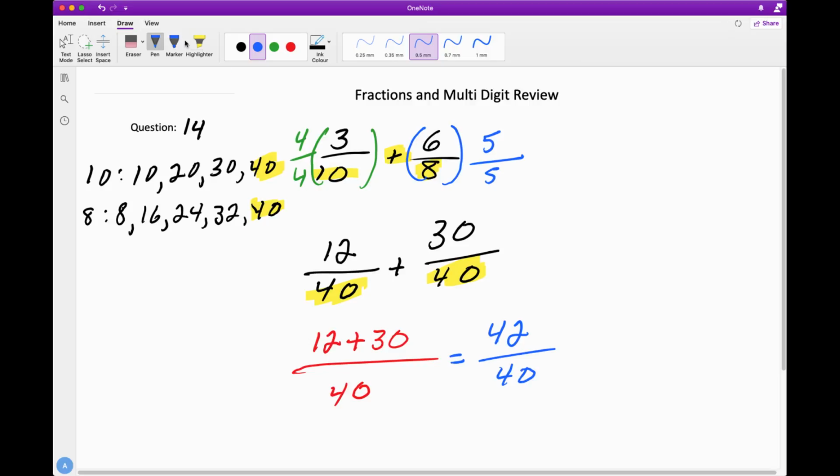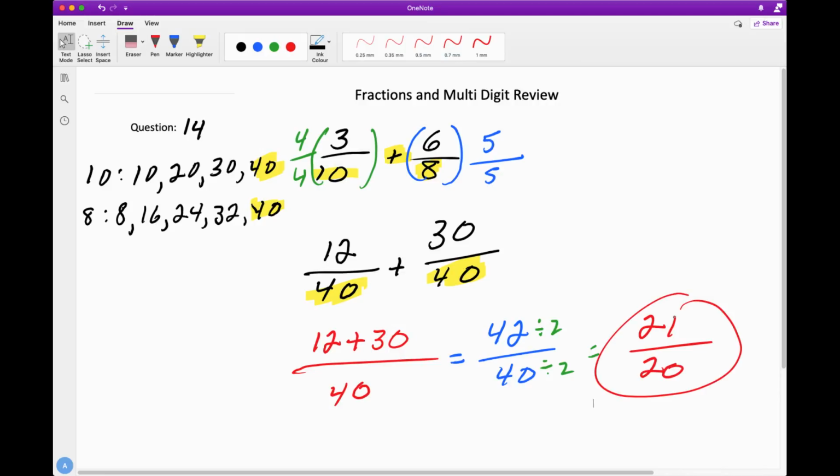So we say, okay, can we reduce? Well, they're both even, so we know that they can both be divisible by 2. So let's just do it with the easiest and see if that's our final answer. Well, 42 divided by 2 is 21. 40 divided by 2 is 20. There's nothing that goes into 21 that goes into 20. So that is our final answer.